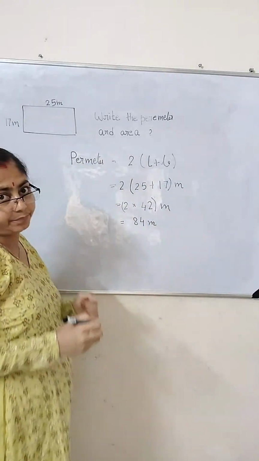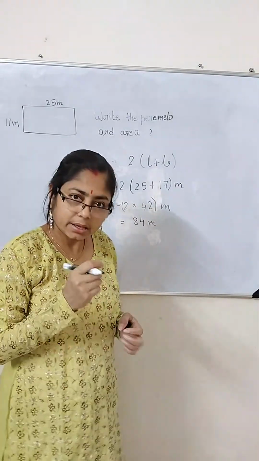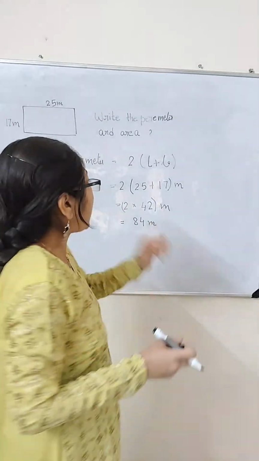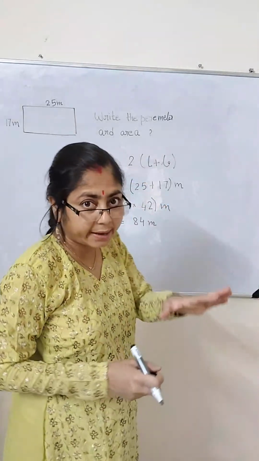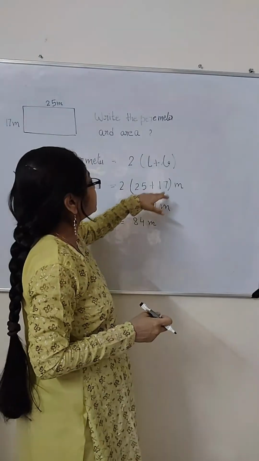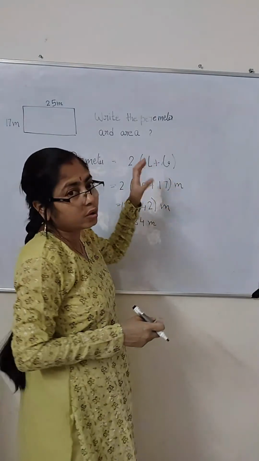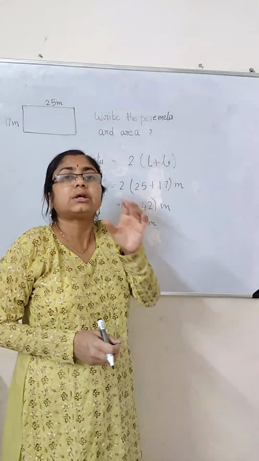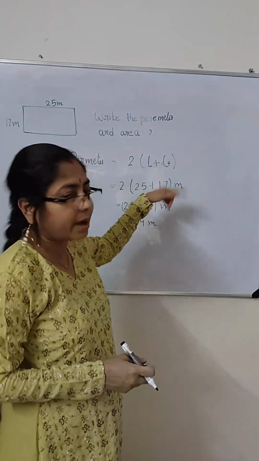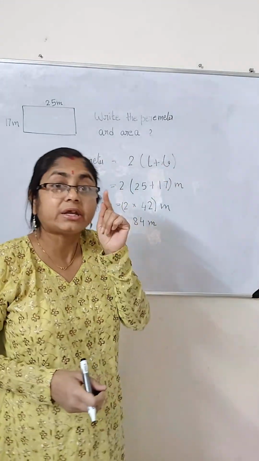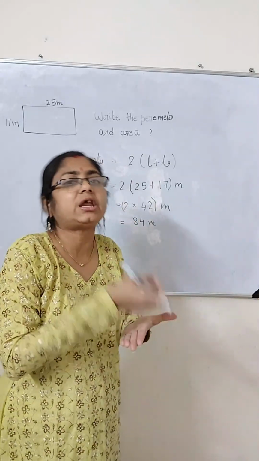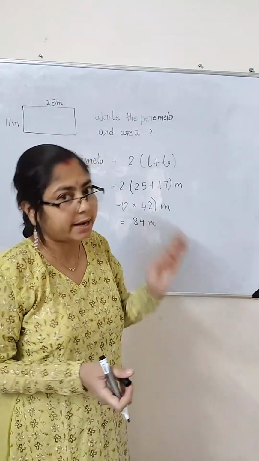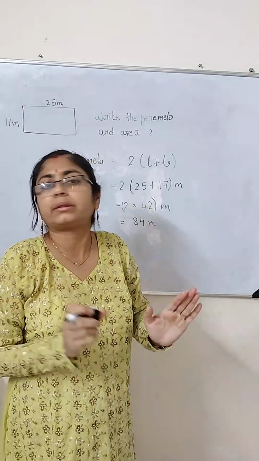84 meter. 84 meter is the perimeter. And listen to one thing: why do we need the bracket? If you do not use any bracket and write 25 meter plus 17 meter, it is not correct, because the 2 outside is multiplied with the sum of both. So please make a bracket, put the values and after that write meter. If it is meter then write meter, if it is centimeter then centimeter, if it is kilometer then kilometer. Write whatever the unit is. Without unit, math is not okay.